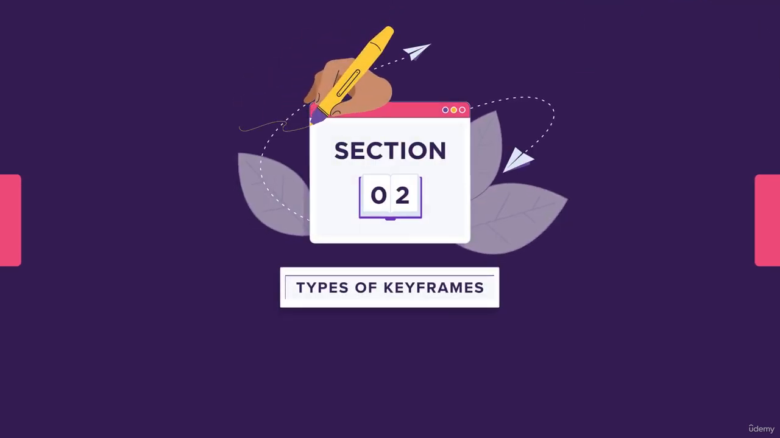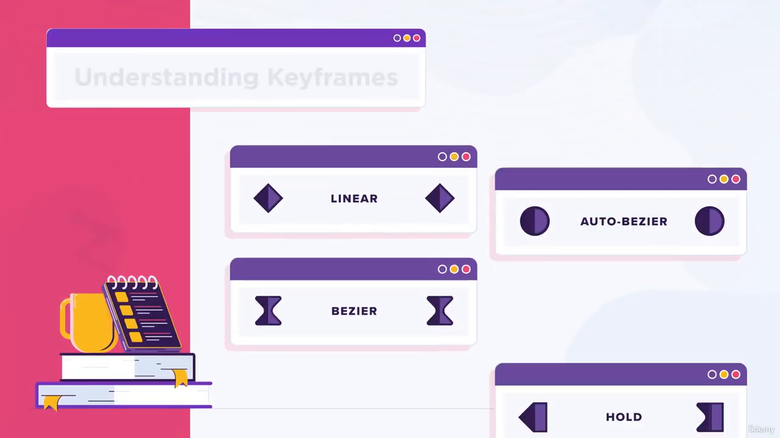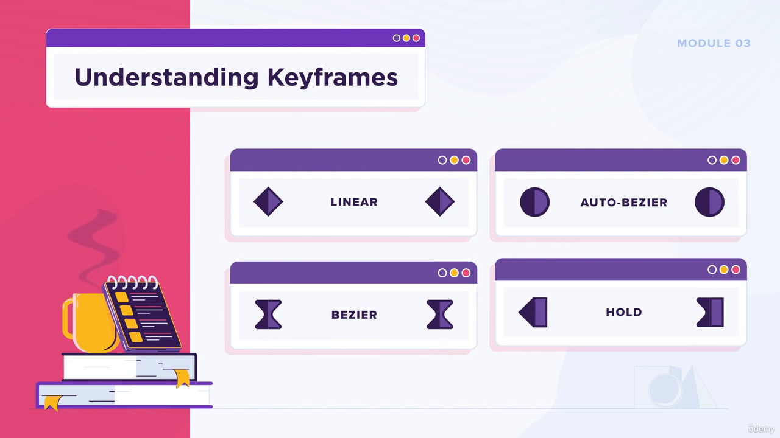Types of keyframes. After Effects has different types of keyframes, and they are identifiable by their shapes on the timeline, and each of them has a different function.